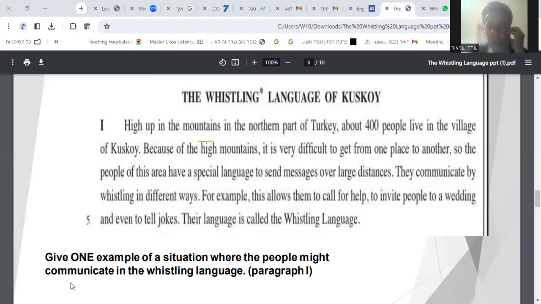The people might communicate in the whistling language to allow them to call for help.